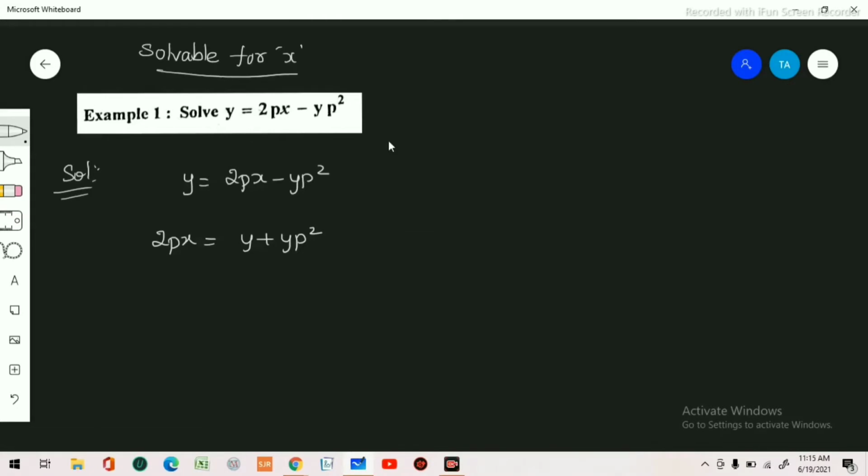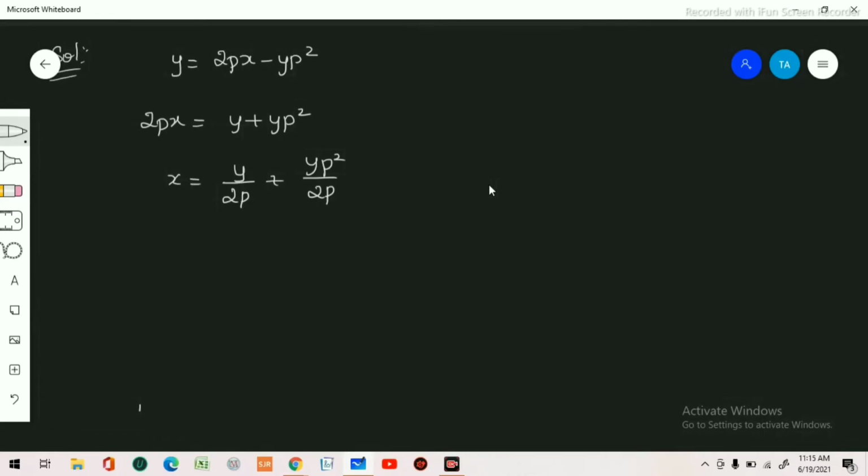Yes, sir. So in terms of x, I want to shift all the terms to the right hand side. Here I'll get yp square divided by 2p. Now what is getting cancelled? You cancel out. We will get x is equal to y by 2p plus yp is remaining, denominator 2 is remaining. We'll call this equation number 1. Is it fine? This is your step 1.